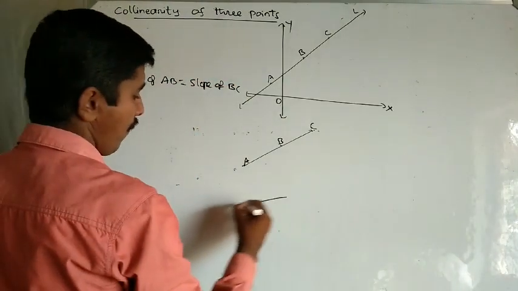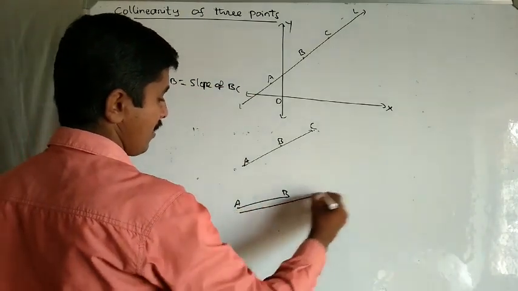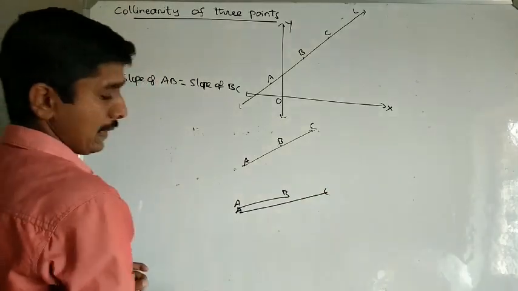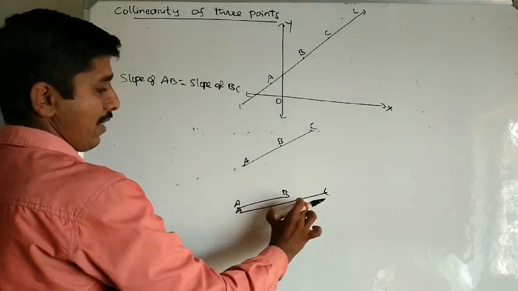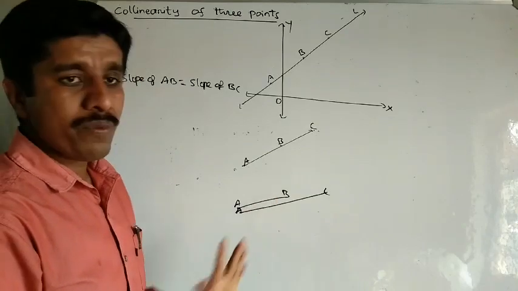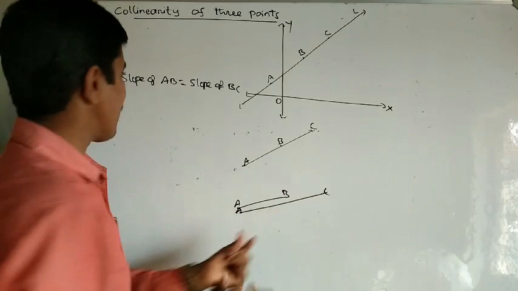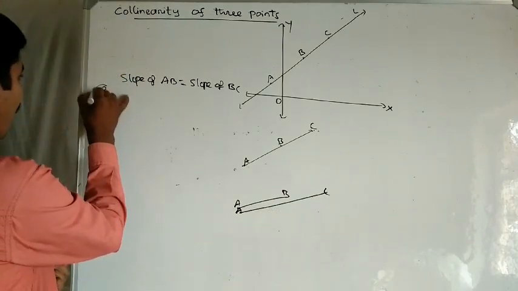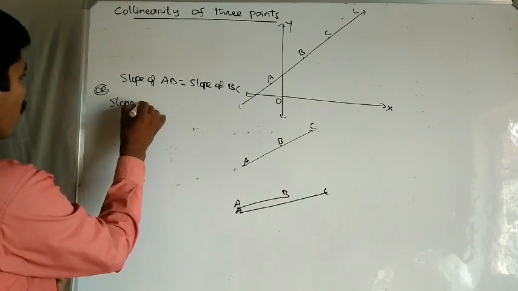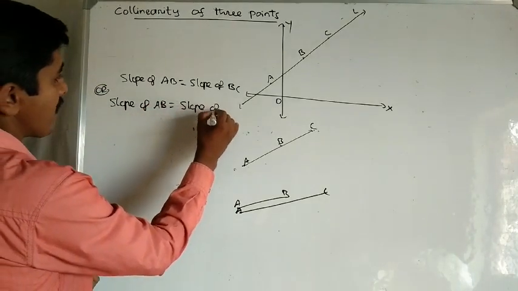Suppose here the AB line, and next the AC line, this is the AC. Clearly, the AB line is parallel to the AC line, correct? 2 lines are parallel means clearly their slopes are equal. Therefore, we can write slope of AB equals slope of AC.